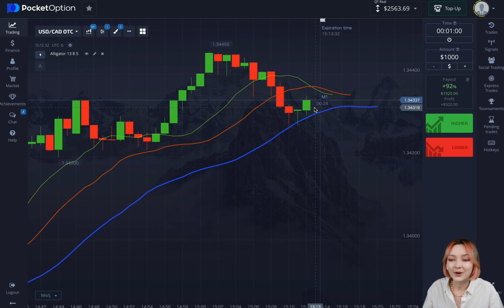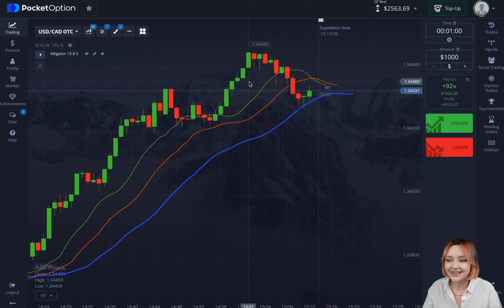Let's sum things up now. The deposit tenfold multiplication has been achieved with no issues whatsoever.